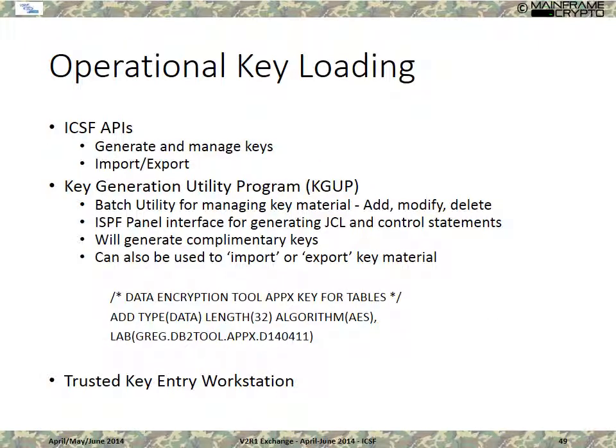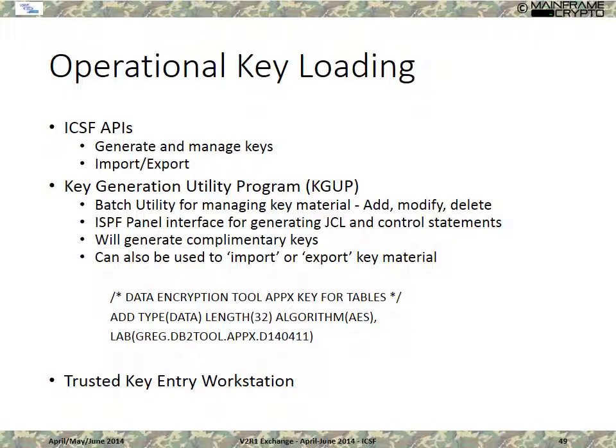There's 3 ways to load keys in the ICSF world. There are a number of APIs, and we're going to see many of these a little bit later on today. These APIs give you the ability to generate and manage keys. So there's a keygen API, which will go out and generate a random number and then create the token that can be stored into the key store to make that key available for use by other APIs later on.